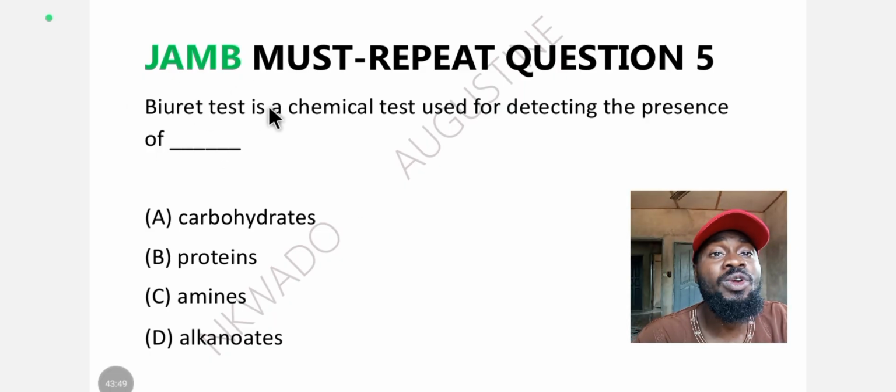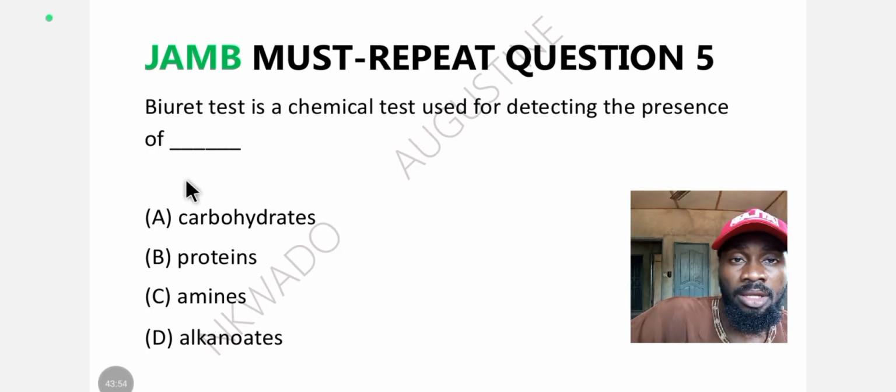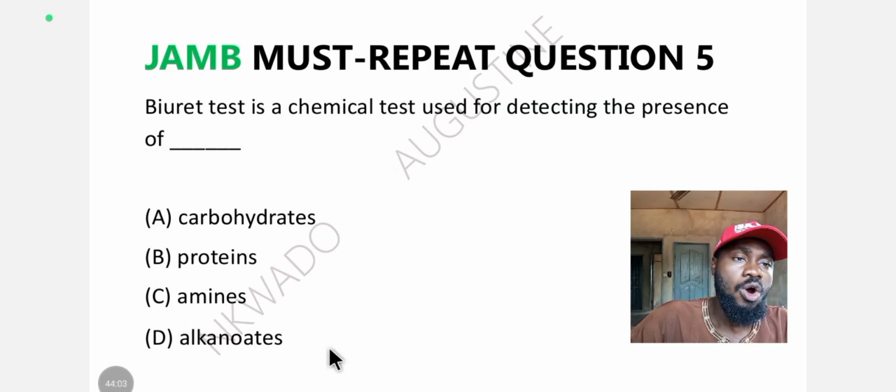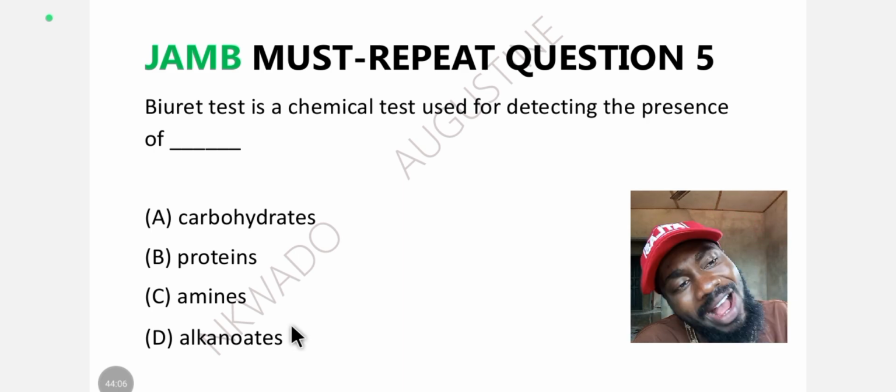Let's look at the question we have here. The question reads, Biuret test is a chemical test used for detecting the presence of what? The options here read A. Carbohydrates, B. Proteins, C. Amines, D. Alkaloids. Jamb 2026 candidates, what's your answer?